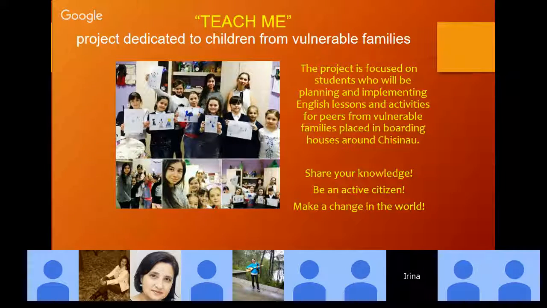One more project we are doing is Teach Me, dedicated to children from vulnerable families. We had some students from medical college who volunteered and went to different orphanages, and they did some lessons in English with children there. So we plan to continue it. If you have enthusiastic students who are willing to share their knowledge of English, be active, just contact us and we will involve them in that project.